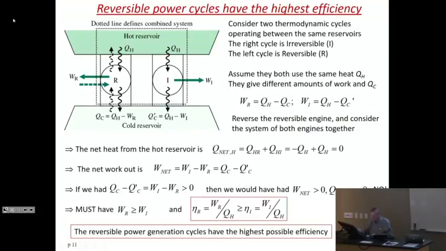Therefore, you must have WR larger than Wi. The reversible cycle in the original statement always gives you more work than the irreversible cycle. Well, the work can be equal if this one is then also reversible, of course. So that means that the thermal efficiency of the reversible cycle, which is this over QH, and the QH is not the same, must be larger than the thermal efficiency of the irreversible cycle, which is Wi over the same QH. What we demonstrated is that the reversible power generation cycle had the highest possible efficiency.